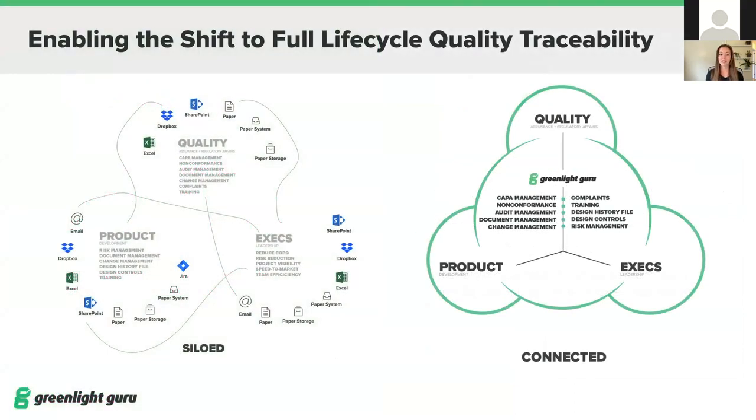The next is looking at enabling that shift when it comes to full lifecycle quality traceability. The three main areas when we're looking at a company are the quality side, the product side, and then also our executive management side when it comes to the entirety of the company. Previously, the executives would have some input, the product would have specific inputs when it comes to quality, and so forth. They don't necessarily all integrate well together.